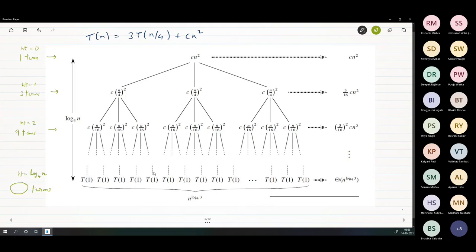3n squared. 3n squared. At height 2 we have 9 terms. So how will you get 9 when you take height equal to 2, if you say it is 3n squared?